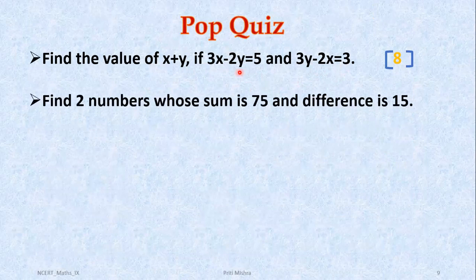Let's have another question. Find two numbers whose sum is 75 and difference is 15. In this question, you have to frame the equations and then solve the equations. So I'm going to tell you the answer. The answer is 45 and 30.